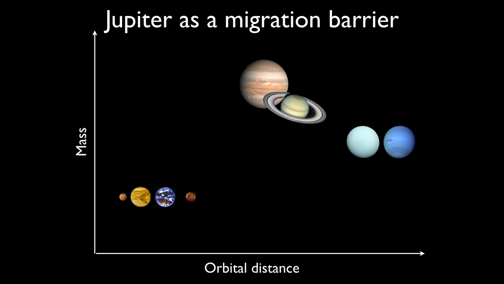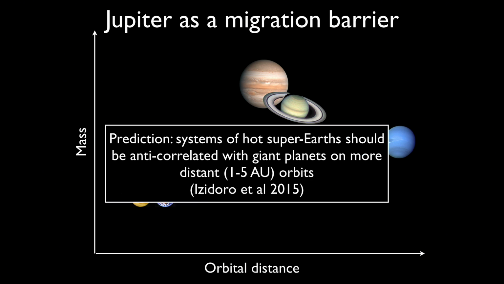And a nice thing about this idea is it makes a prediction. There's a clear prediction that there should be an anti-correlation between systems with lots of super-Earths and systems with distant Jupiter-like planets. And this is on the edge of being statistically testable with the current data set.